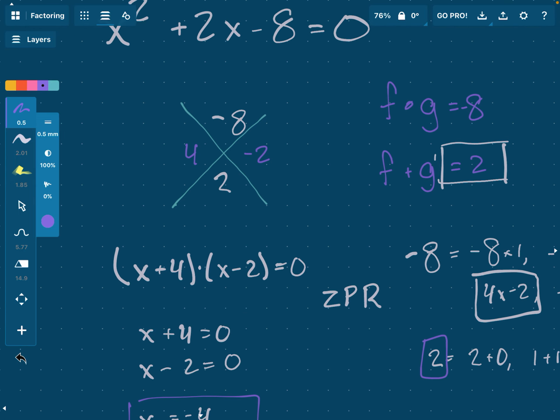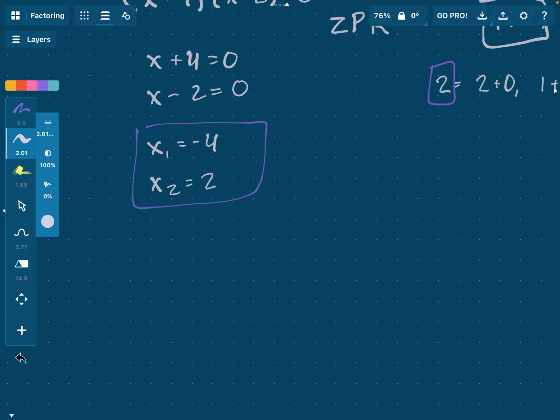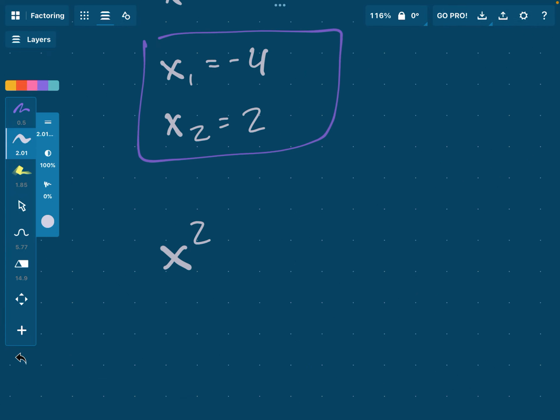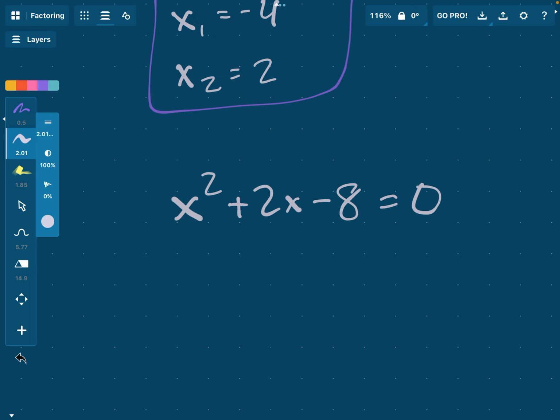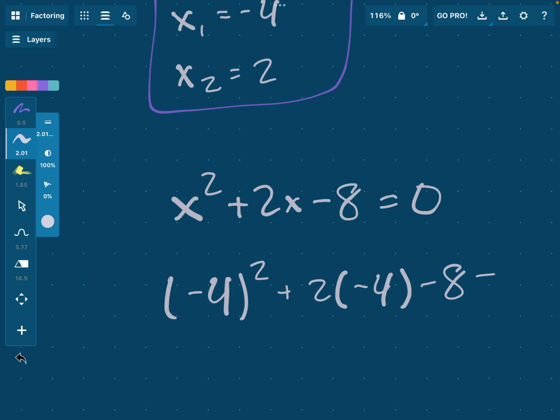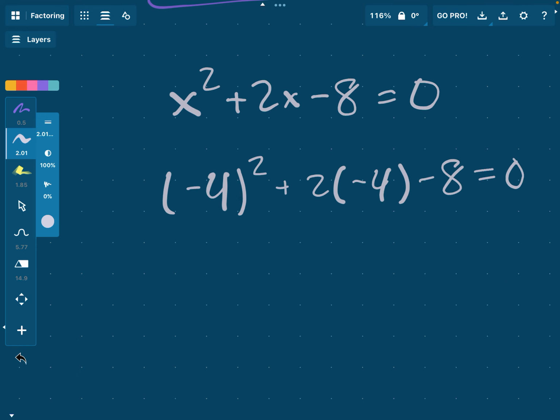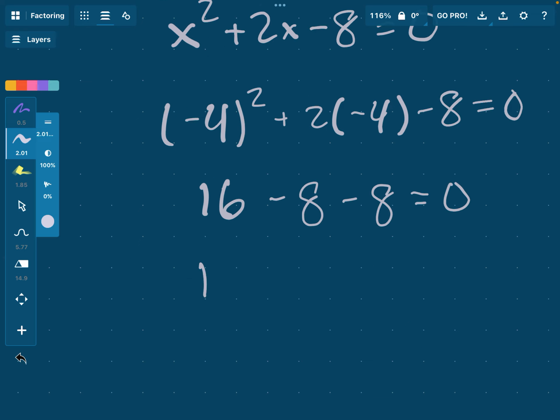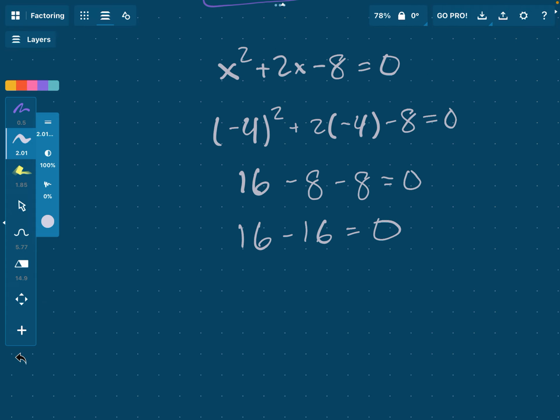And again, we can plug them in just to make sure. So let's go ahead and do x squared plus 2x minus 8 is equal to 0. So negative 4 squared plus 2 times negative 4 minus 8 is equal to 0. Negative 4 times negative 4 is simply positive 16. Negative 4 times 2 is going to be negative 8 and negative 8. So we're going to group together these negative numbers, and we're going to get 16 minus 16 is equal to 0, which shows that that's true.